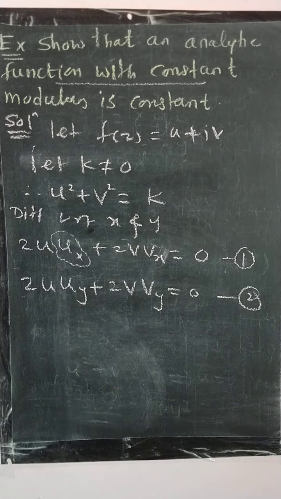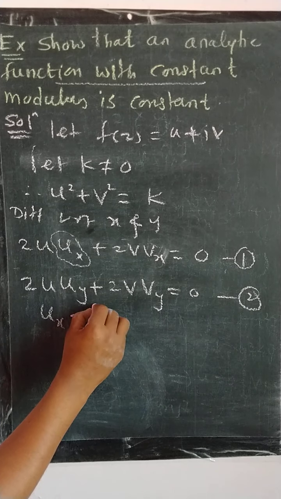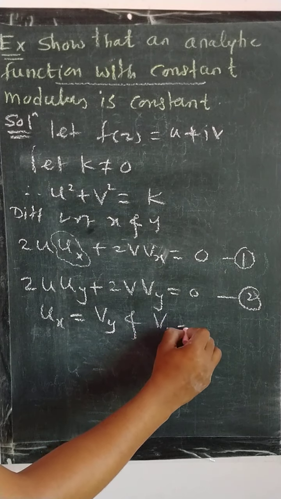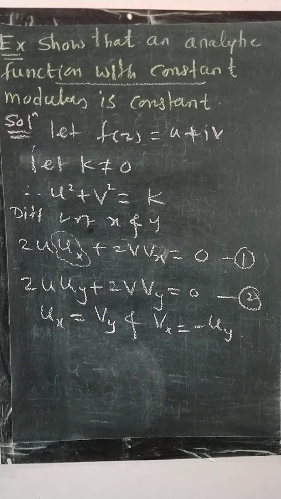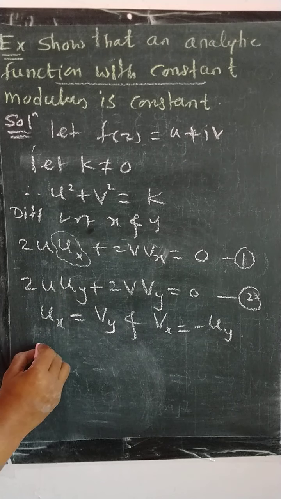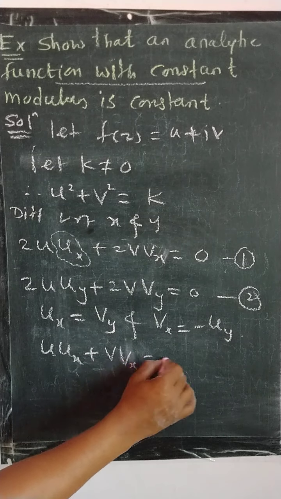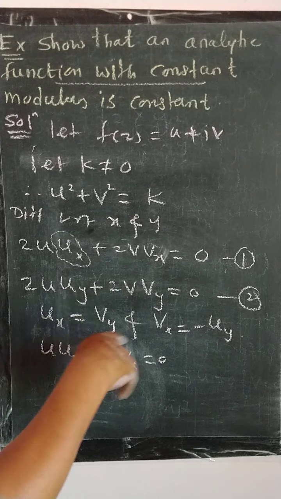And now since the function is given to be analytic, the Cauchy-Riemann equations are satisfied. So we have the partial derivative of u with respect to x equal to the partial derivative of v with respect to y, that is ux is equal to vy, and the partial derivative of v with respect to x is minus the partial derivative of u with respect to y, that is vx is equal to minus uy. Therefore from this I can write u ux plus v vx is equal to 0, because when I take 2 common, that will be 0 on the right hand side, and here also when I take 2 common, that will be 0 on the right hand side.